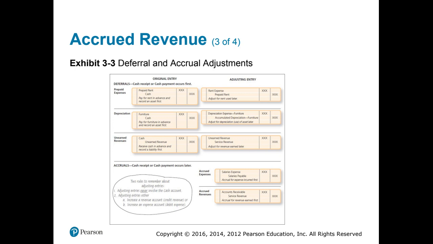Adjusting entries either increase a revenue account or they increase an expense account, so you would either credit revenue or debit expense in an adjusting entry. Credit revenue, debit expense. So when you're doing your assessment and you have something that deals with revenue, remember you're crediting revenue, or if you have something that deals with expense, you're debiting expense.